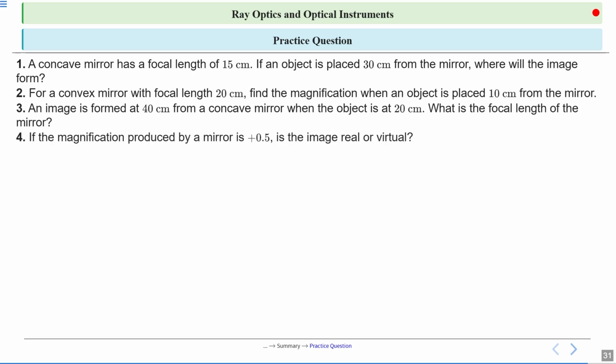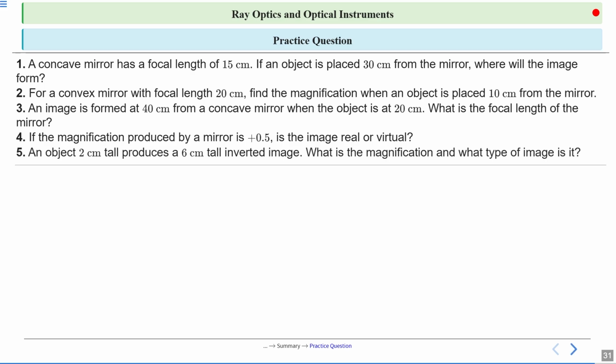If the magnification produced by a mirror is plus 0.5, is the image real or virtual? Or, an object 2 cm tall produces a 6 cm tall inverted image. What is the magnification and what type of image is it?